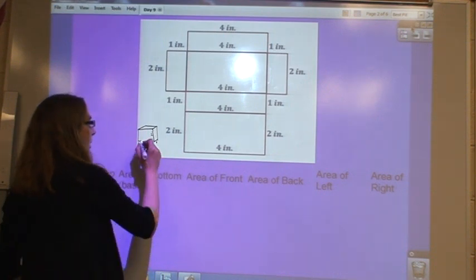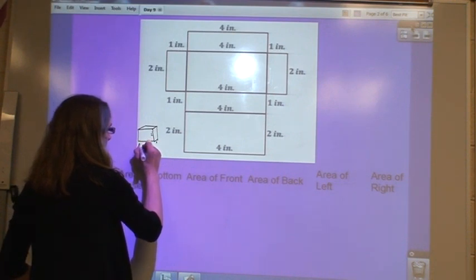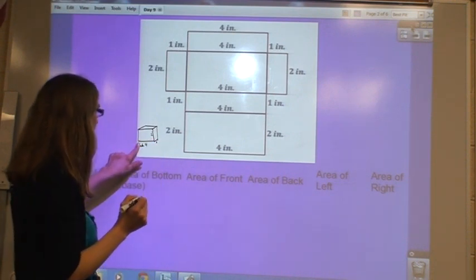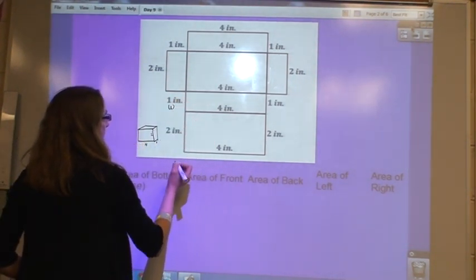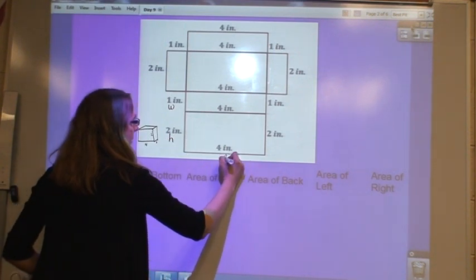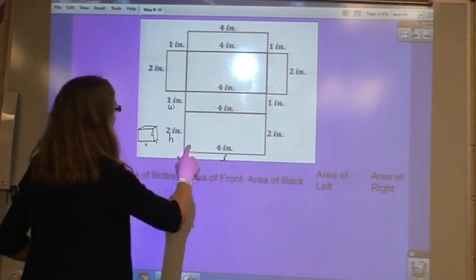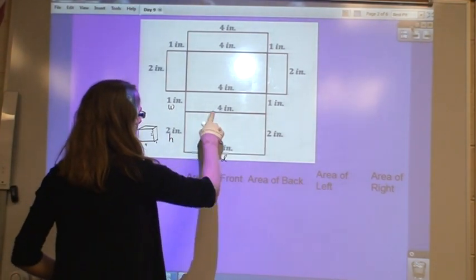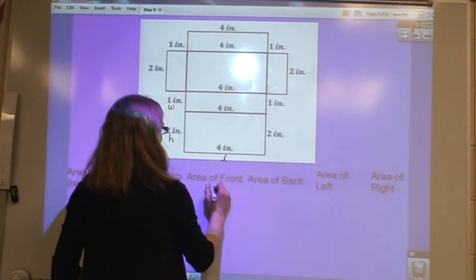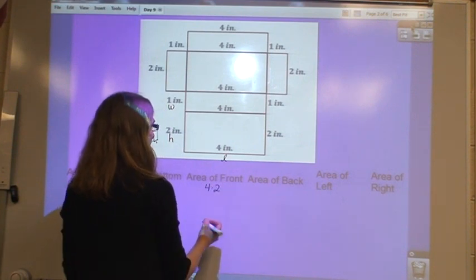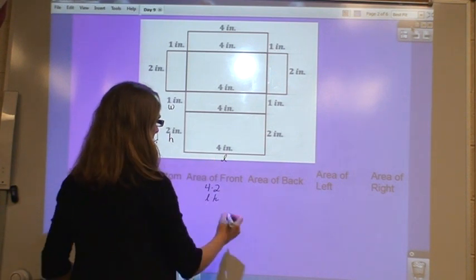I'm going to label them length, width, and height. So I'm going to call this my width, I'm going to call this my height, and I'm going to call this part my length. You're going to see why that's important in a little bit. So to find this front face, I'm going to call this the front now. It's 4 inches by 2 inches. And what I've just done is I've taken the length times the height, and that's going to equal 8.